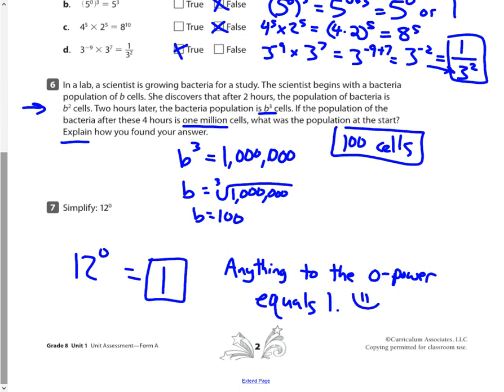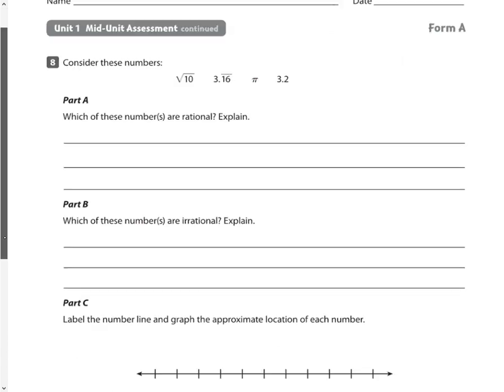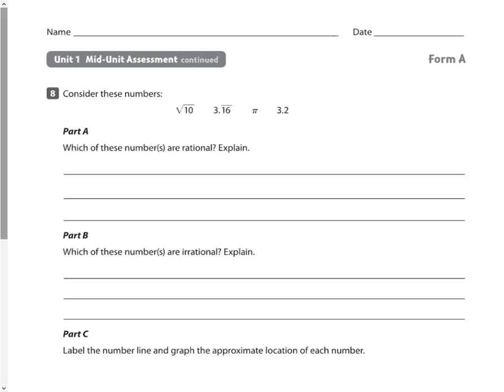All right, turn the page. We got a couple more left. This one is looking at 4 numbers, number 8. Which of these numbers are rational? So we're going to look at which ones are rational. If you type this in, square root of 10 is not going to be rational. So we're going to put that here. That's a never-ending decimal. It's not a perfect square.